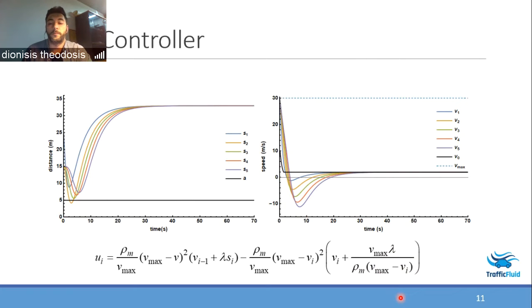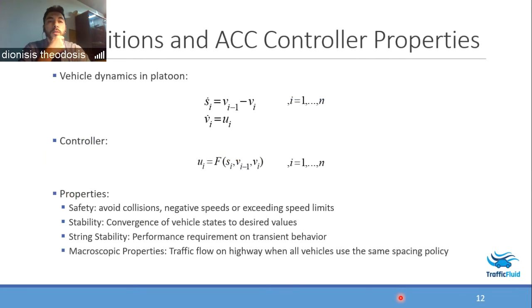of the road. So our question here is, how can one design a controller for autonomous vehicles to have all these properties satisfied simultaneously? We want to have safety, we want to avoid collisions, we want to avoid negative speeds. They are completely unrealistic. We do not want to exceed speed limits for safety.